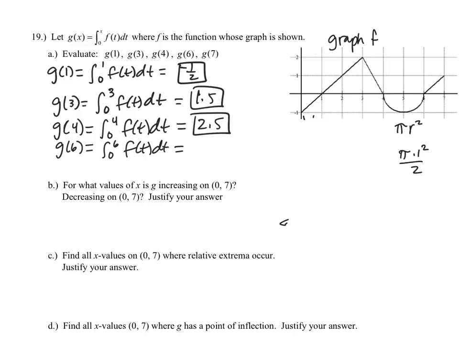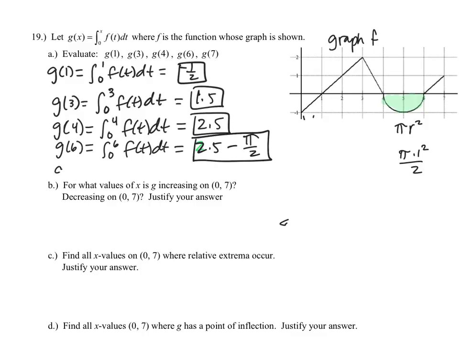So this area is, let me shade it in. So this area is pi halves, but since it's under the x-axis, its integral value is negative pi halves. So that means g of 6 would be 2.5, and then minus pi halves.